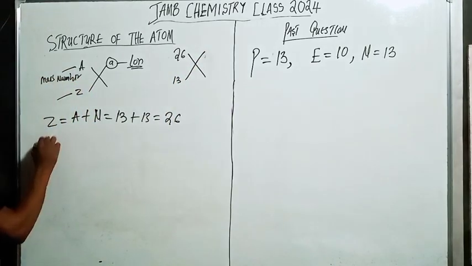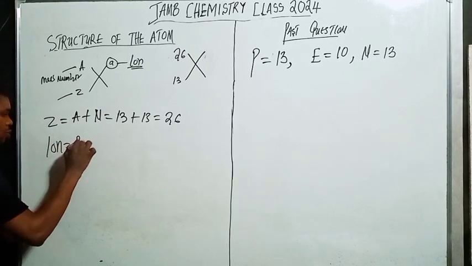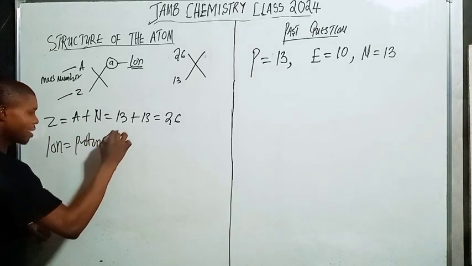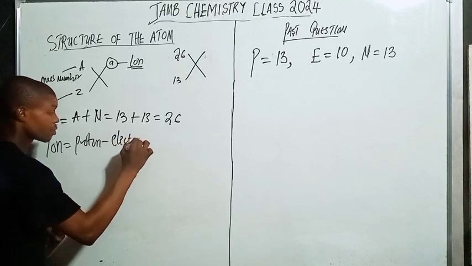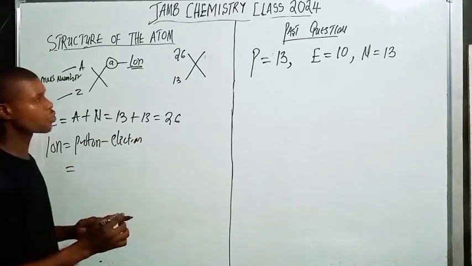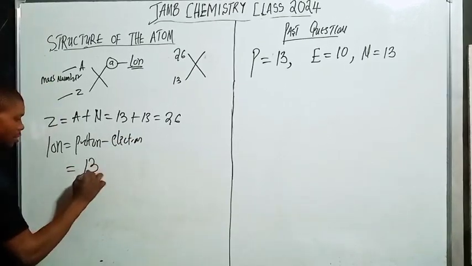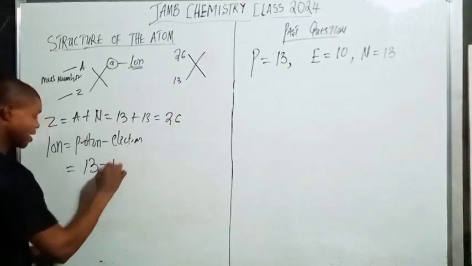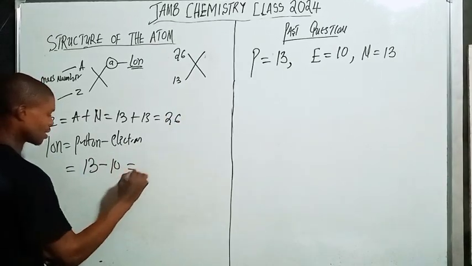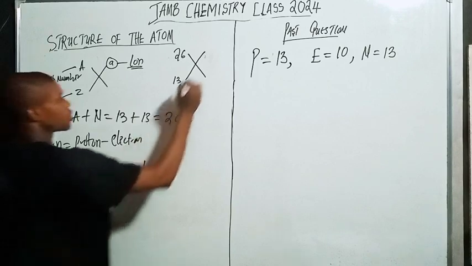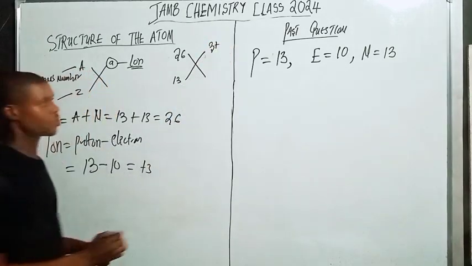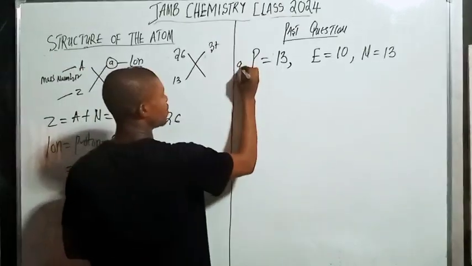Now let's get our ion, right? Remember, ion equals proton minus electron, right? So my proton is 13 minus my electron, which is 10, right? So what is the answer? Plus 3. Then you're going to have 3 plus. Right there.